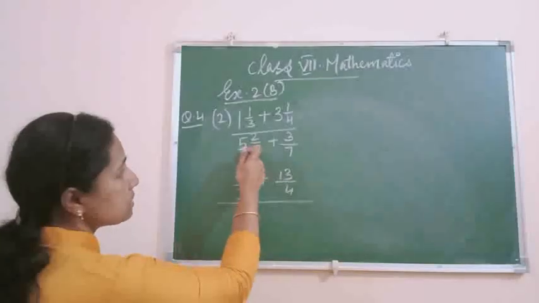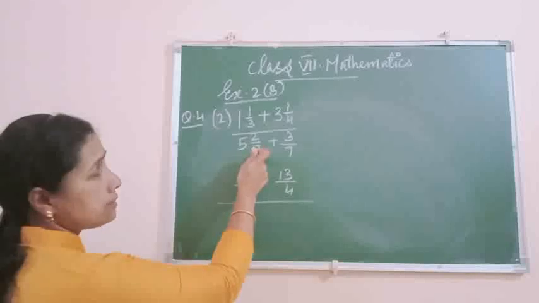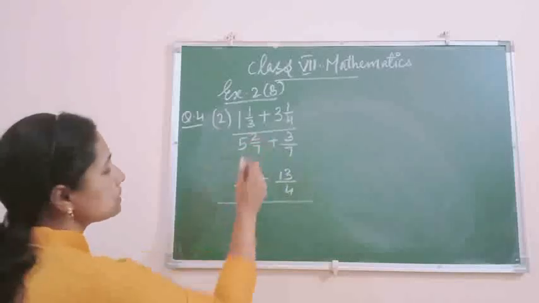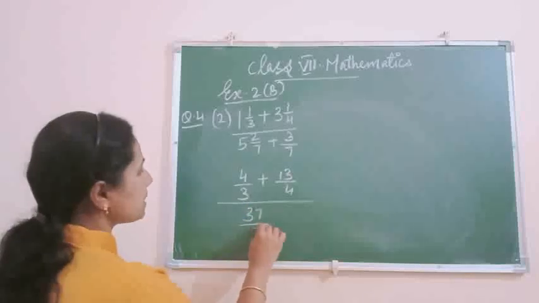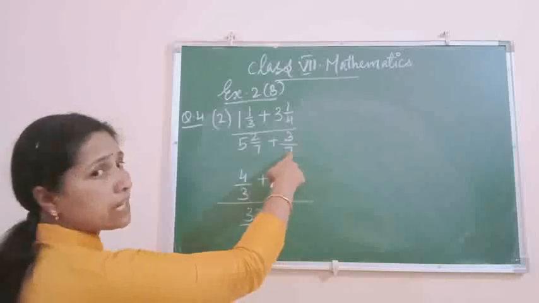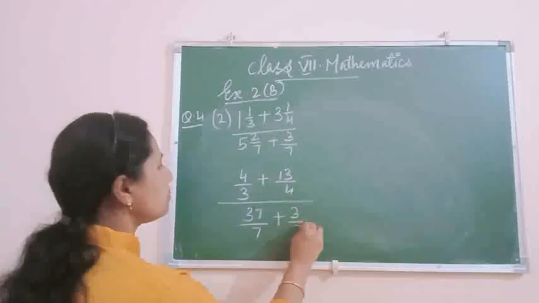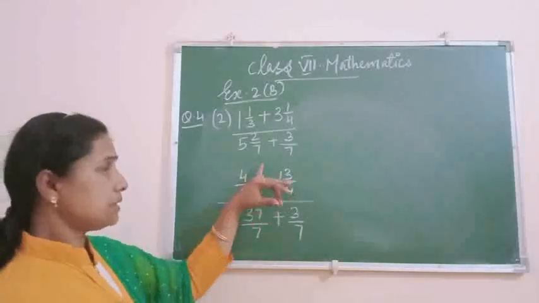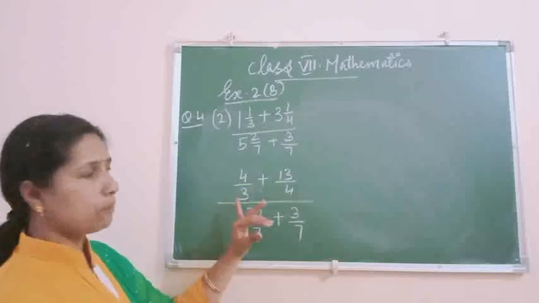Upon, now this also we have to change into an improper fraction. So here 5 into 7 is 35, 35 plus 2 is 37, 37 by 7, plus sign. Here also, this one is a fraction, it is not a mixed fraction. So we are writing the same, 3 upon 7. So in the first step, we converted the given mixed fractions into improper fractions.